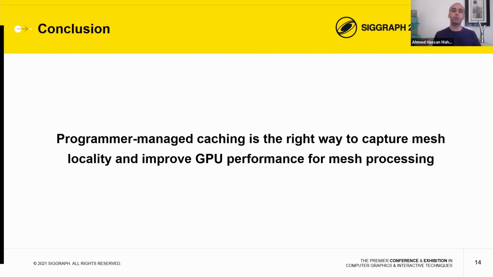The conclusion we drew from this work is that programmer-managed caching using GPU shared memory is the right way to improve performance when it comes to mesh processing on the GPU.